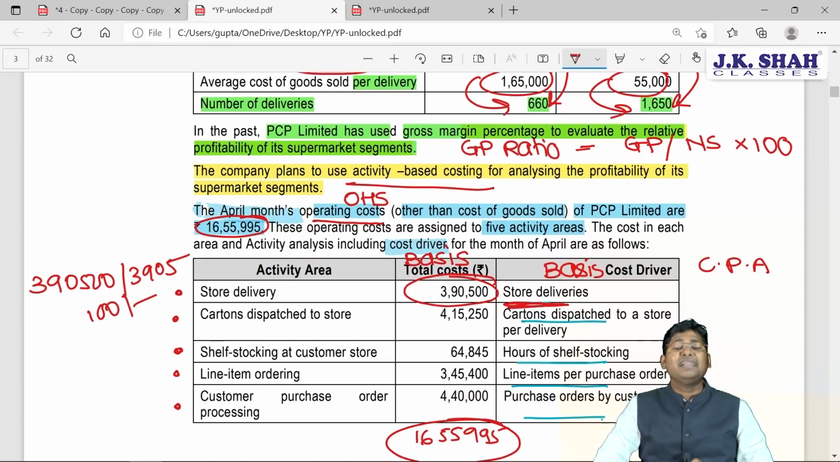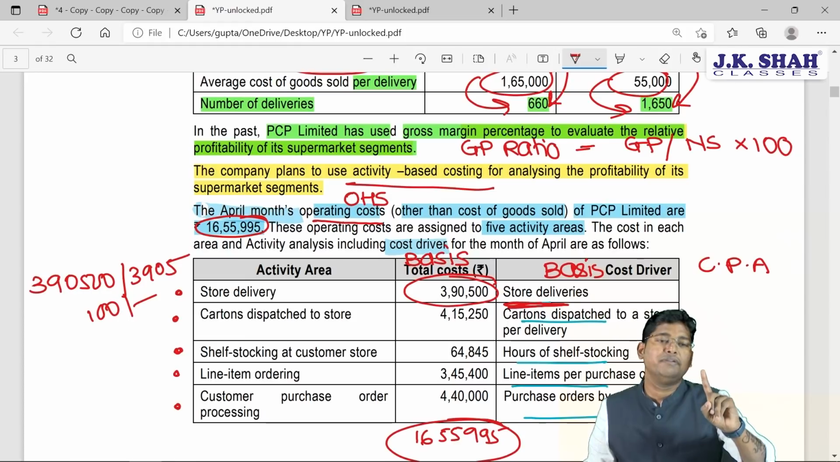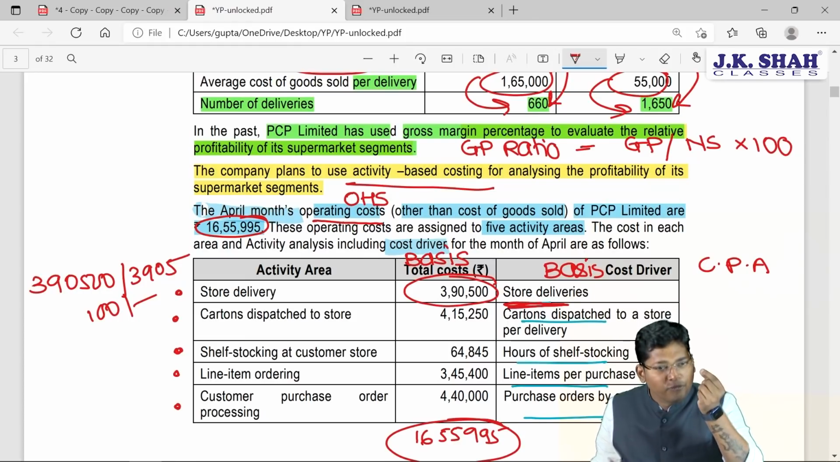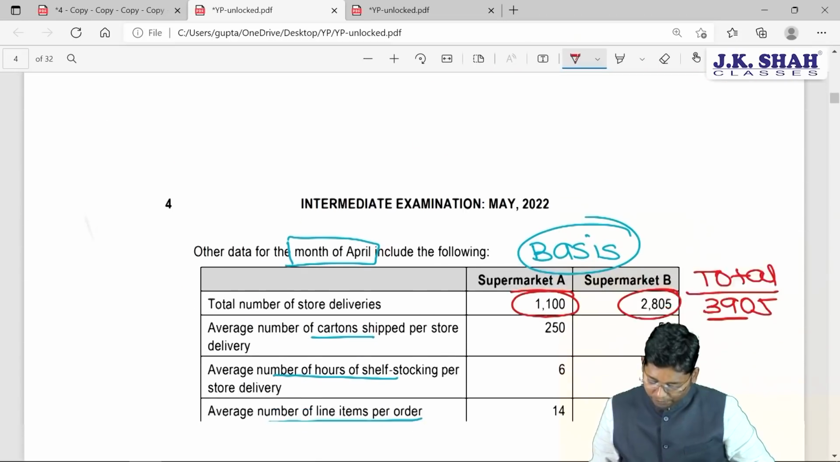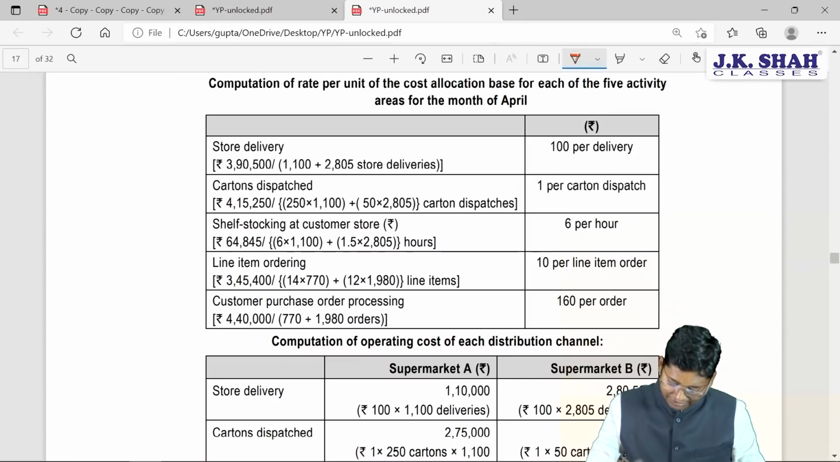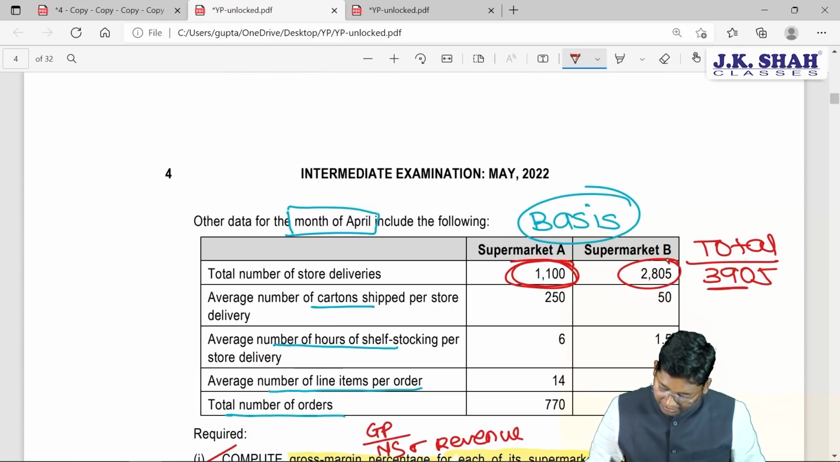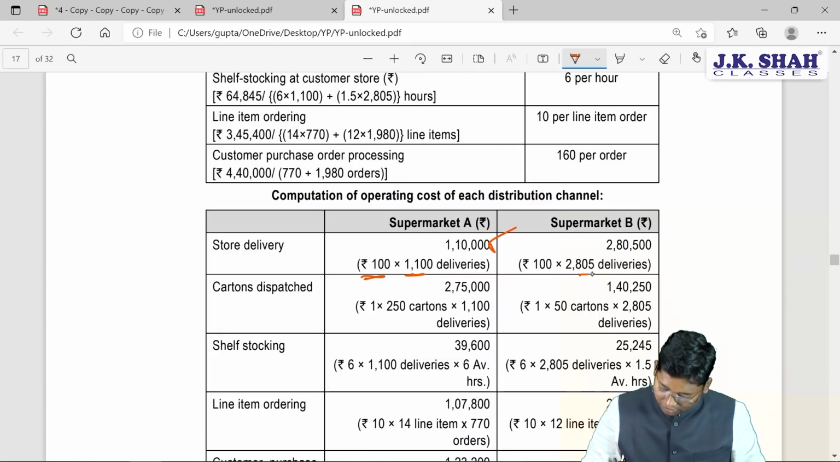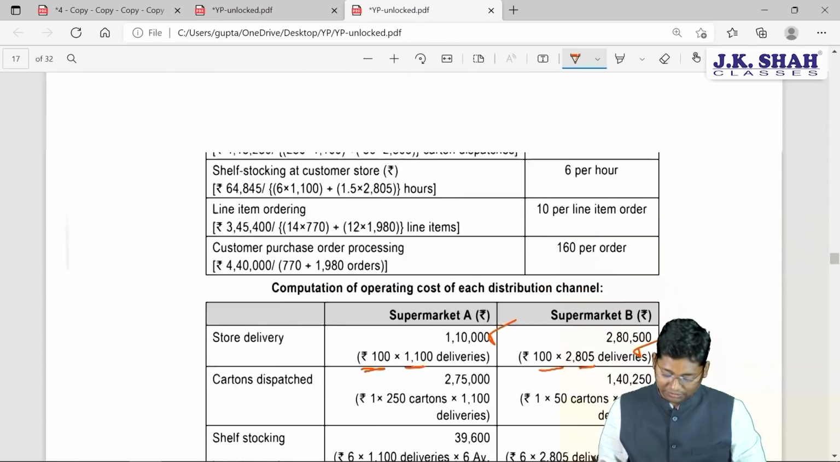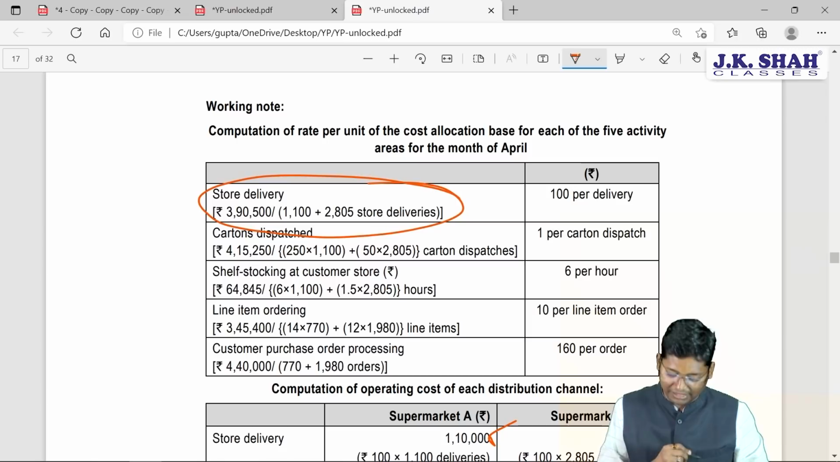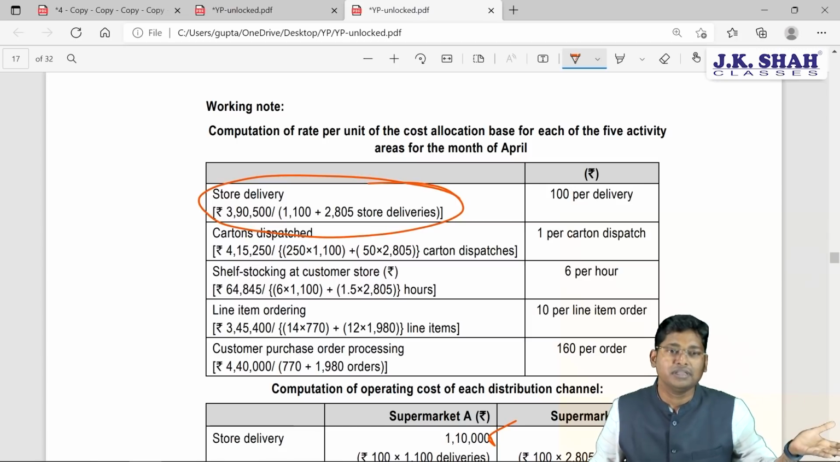Sir, what does that 100 rupees means? For one delivery, for one store delivery, you have incurred the cost of 100 rupees. If one delivery is costing you 100 rupees, then 1100 deliveries will cost you 1,10,000, and 2805 deliveries will cost you 2,80,500. This is the cost computation which is done by using the same thing which we have just now discussed.